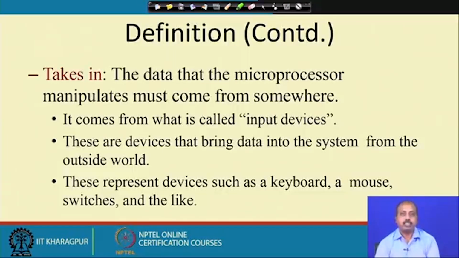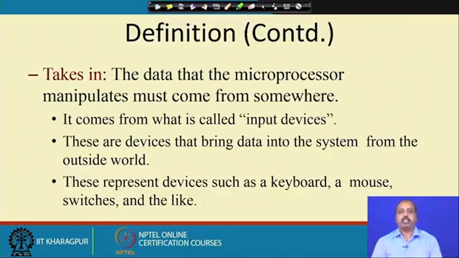These are the devices that bring data into the system from the outside world. This is the interface to the outside world, and the problem is that the outside world is in general analog in nature. Though we are designing digital circuits and microprocessors that operate with digital data, the outside world is analog in nature. Even accepting a very simplistic type of input, like a particular switch, whether it is on or off, or a particular light, whether it is on or off.